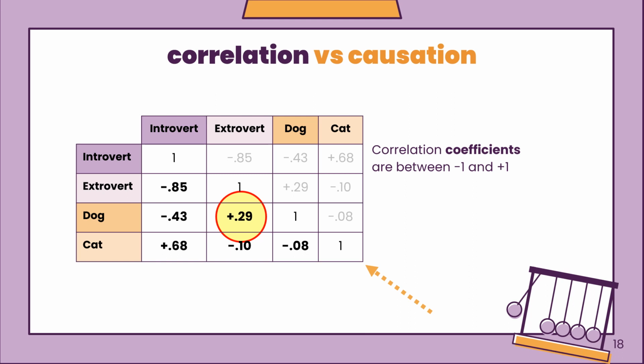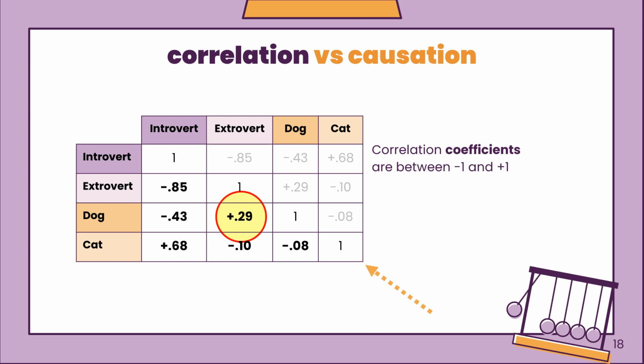Now here it's important to note, remember, correlation does not equal causation. So just because you're an extrovert, it does not immediately cause you to go out and buy a dog. Or just because you're an introvert, right, does not immediately cause you to go out and get a cat, right? That's not causation. We're just saying, are these two things related to one another?